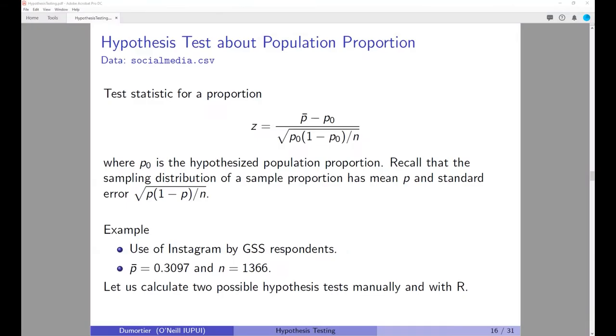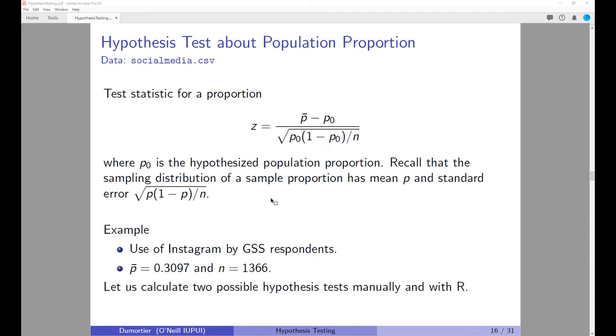Now, let us turn our attention to a hypothesis test about a population proportion. Very similar to the confidence interval about a proportion, we can now use the normal distribution instead of the t distribution. This is why I'm going to use the z here. The test statistic for a proportion is taking the average proportion based on your sample minus the hypothesized proportion divided by the standard error. Okay?